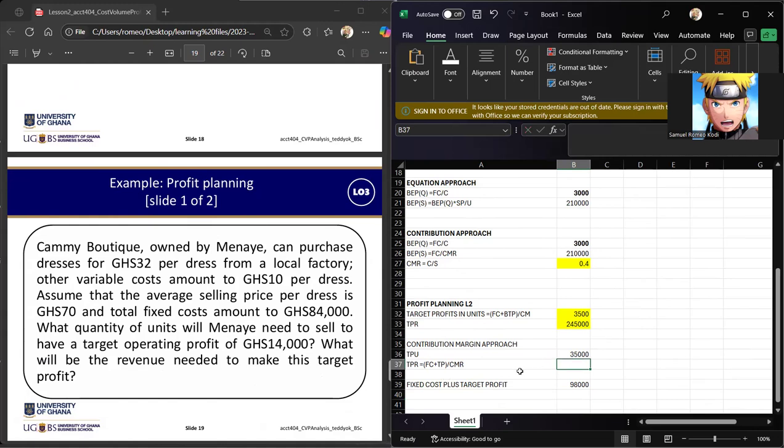So here we know our CMR, we calculated it. Don't forget to divide. It's 0.4. So then bring it here. Income receipt. So here we just simply put it. You take this figure divided by this figure. And voila, here we are.